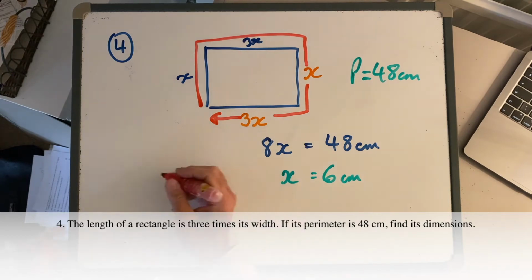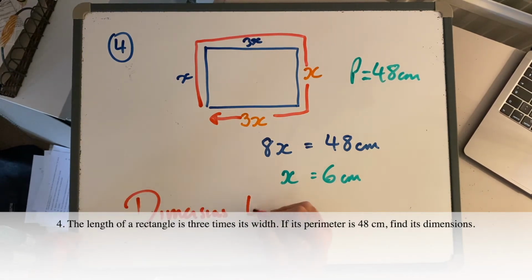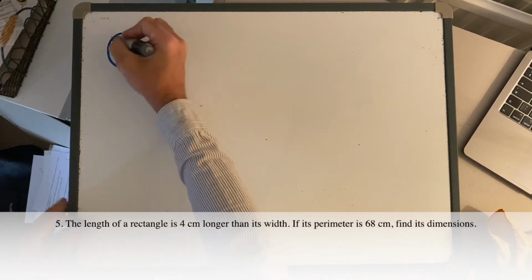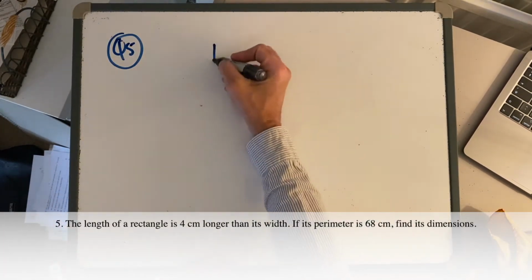Now that isn't the finished article, it now wants the dimensions. On the videos I've shown in the past, I forgot to do this bit. So the dimensions: the length is 3 times that, so it's 3 times 6, 18, and the width is our 6 centimetres.